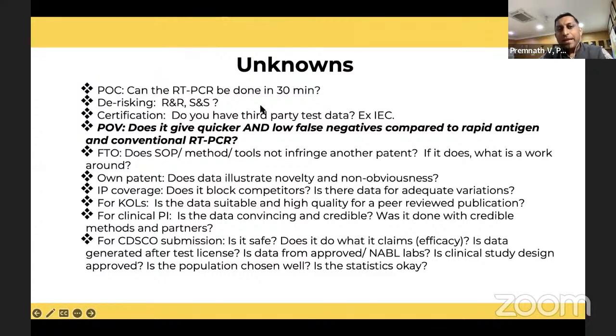For freedom to operate, you will ask the question, does the SOP or the method or the tools you're using infringe another patent? And if it does, what is the workaround, right? So you'll design your experiments for a workaround in that case.